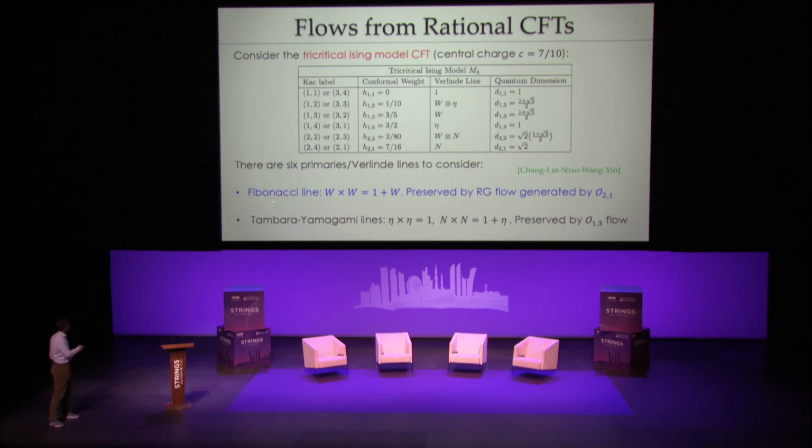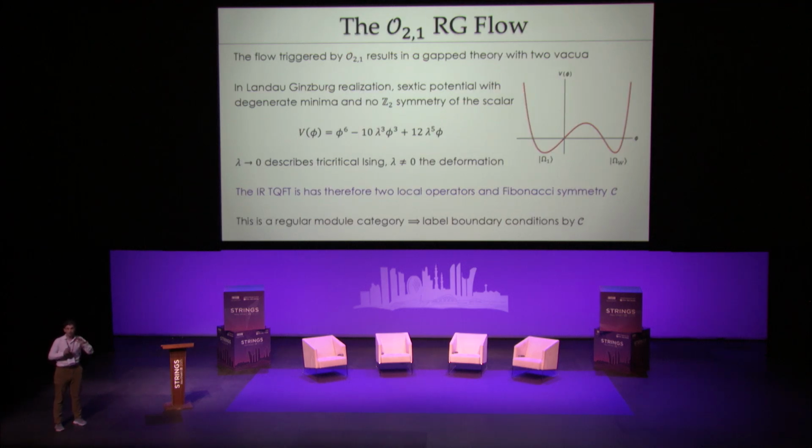I would like to focus your attention on a particular topological line that I'll call W. W is a Fibonacci line. That means it obeys the Fibonacci fusion rule. W times W is 1 plus W. That's an interesting symmetry of the tricritical Ising model CFT, but what's interesting about it for me is that it's preserved by an RG flow generated by this relevant operator, O21, in the Kac notation. So we can make an RG flow which has Fibonacci symmetry the whole time.